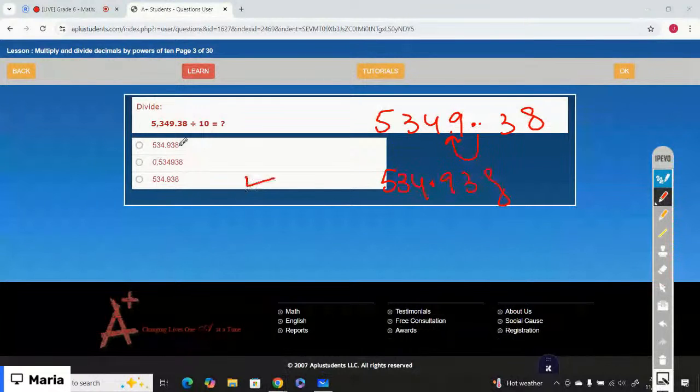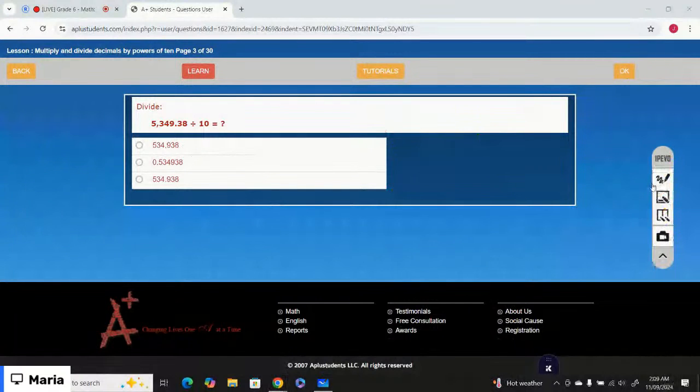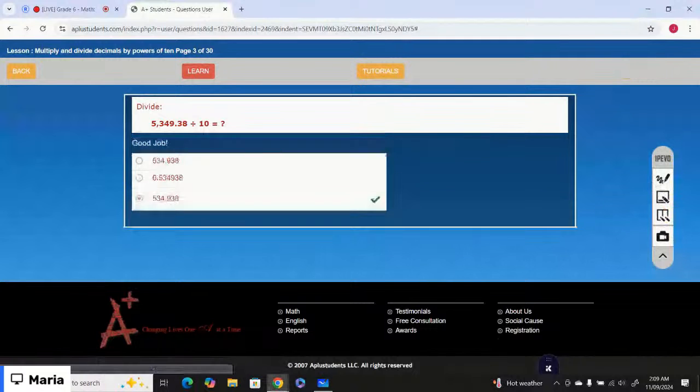That is here. This one is a comma, I think, right? If yes, that is a comma. Option number 3 is the correct option, that is 534.938. So let's just select the option and then click on the OK button.